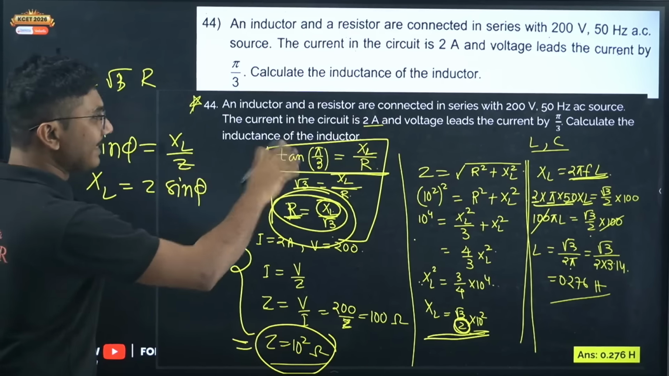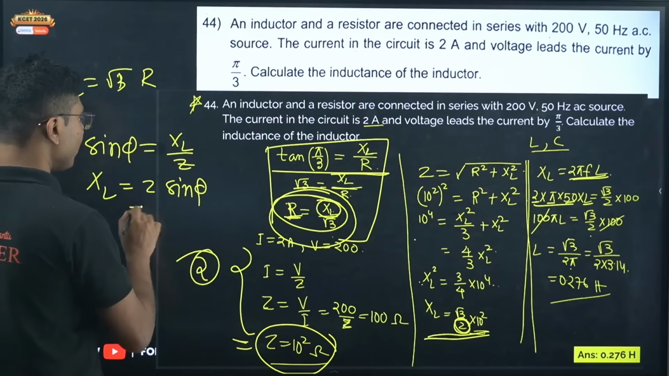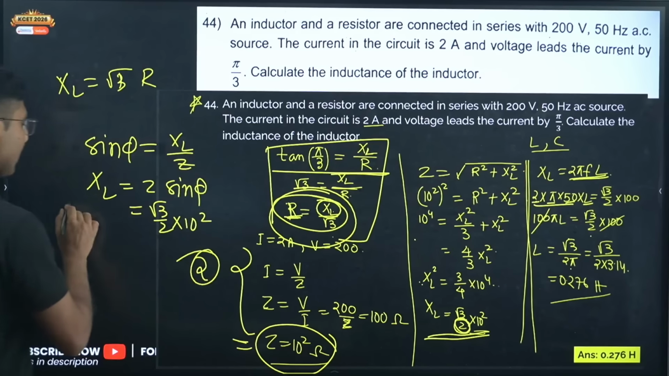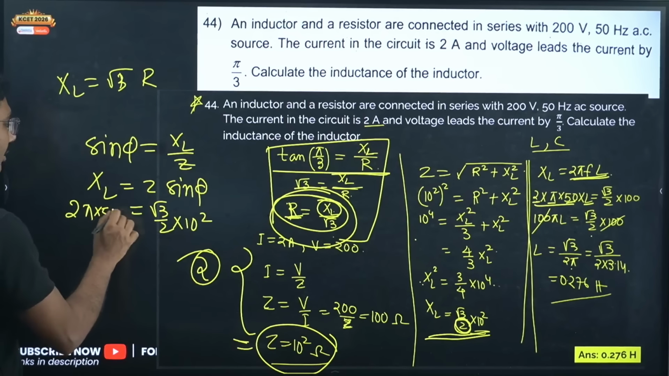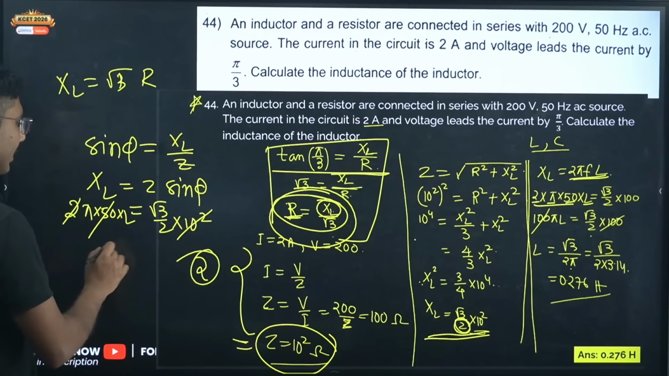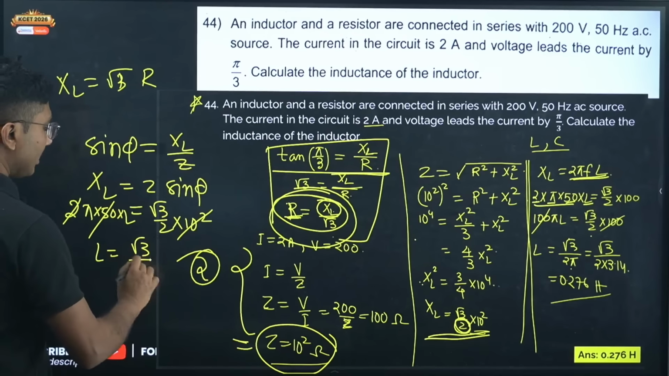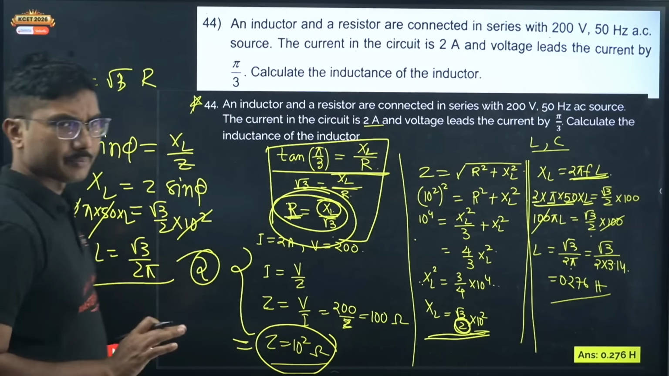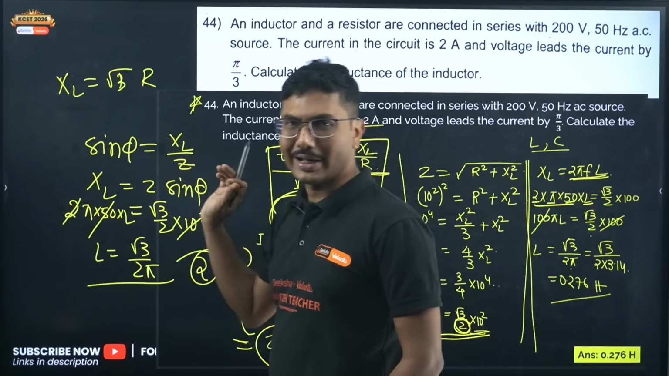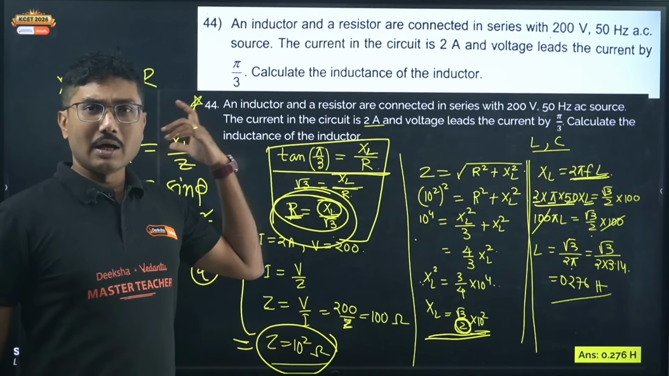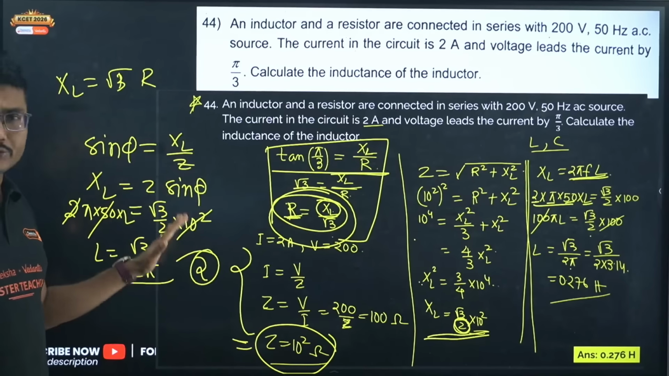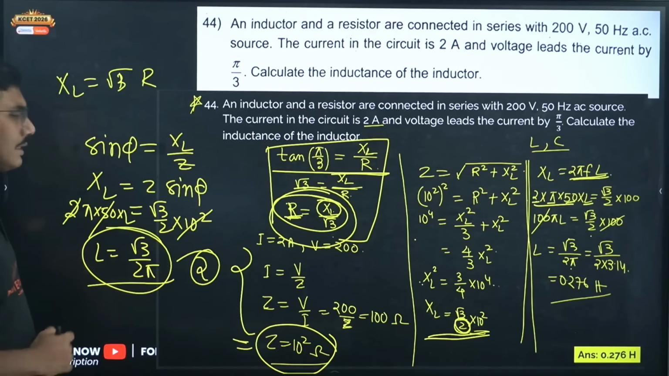Now what is sine 60 degrees? Sine 60 degrees is root 3 by 2, so root 3 by 2 into 10 square, okay. So from here 2 pi into 50 into L equals root 3 by 2. From here also you can say, okay, this will cancel and you get L equals root 3 by 2 pi. Very good, this is also okay. If you have done this way also, very good. But many students do not know how to find sine phi. This is the most common formula that we use every day. That's why I have solved it this way. This is also okay. If you have used this, if you have got this answer, then it is fine.